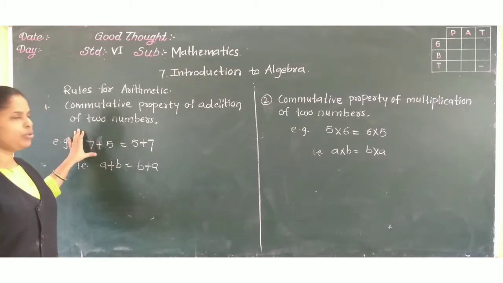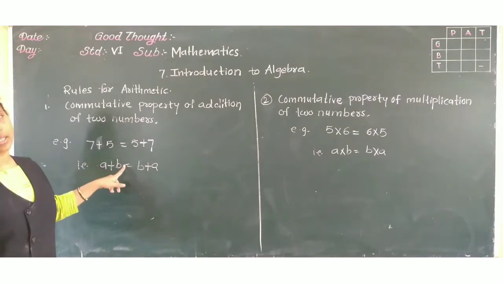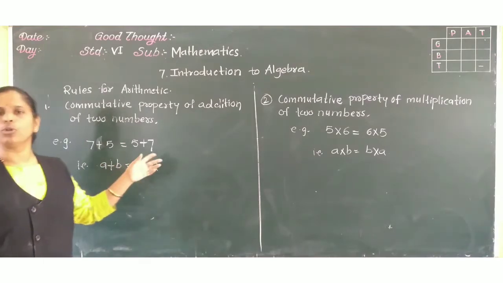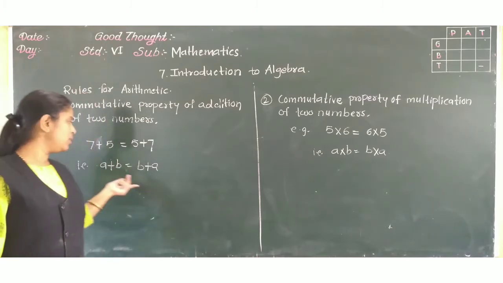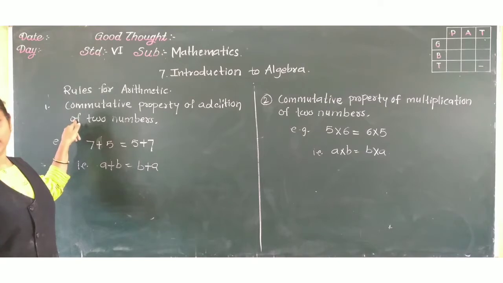The same, how to write the rule for this? So let one number be A, another be B. So A plus B is equal to B plus A. This is the rule we can write for the commutative property of addition.